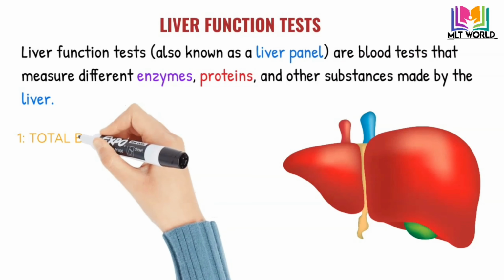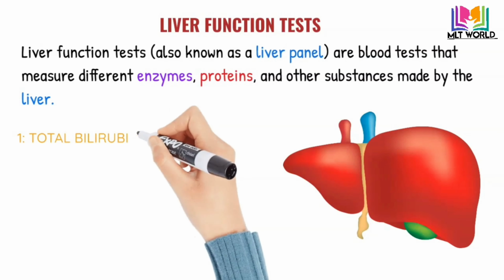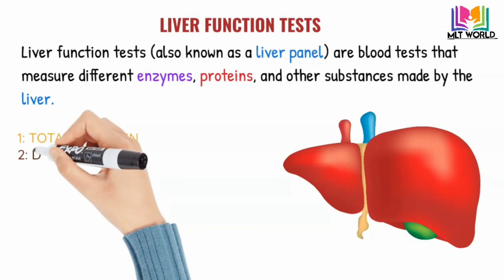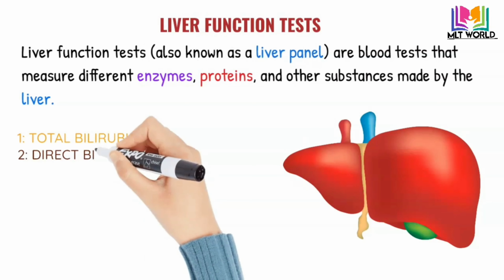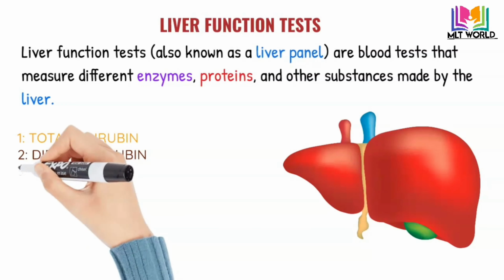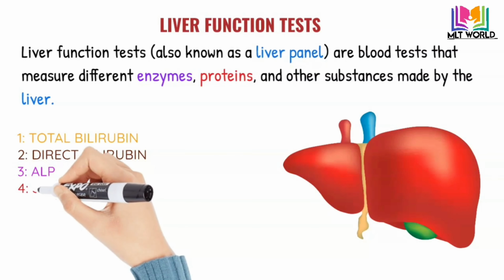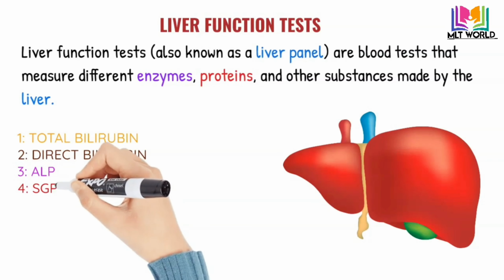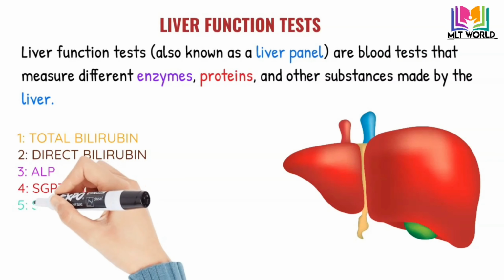Liver function test includes total bilirubin, direct bilirubin, ALP, alkaline phosphatase, SGPT, that is also called ALT, SGOT, that is also called AST, total protein, albumin, and globulin. And we will discuss each one by one. But before starting, we will see why I need a liver function test.